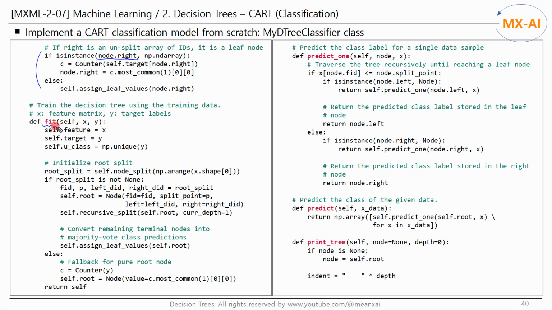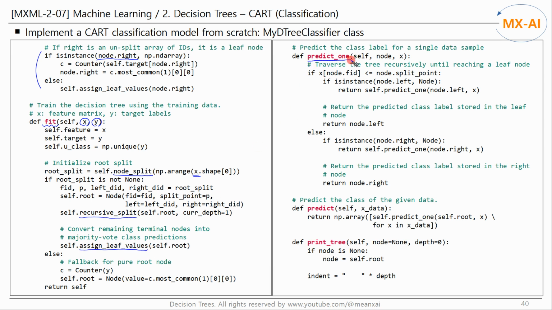Next, we implement a fit function that builds a tree from the training data. The input X is the feature matrix of the training dataset, and Y contains the target class labels. First, we use the node split function to split the feature data into left and right child nodes. Next, we recursively split each child node using the recursive split function until the tree reaches its maximum depth. Next, we call the assign leaf values function to assign the majority class label to each leaf node.